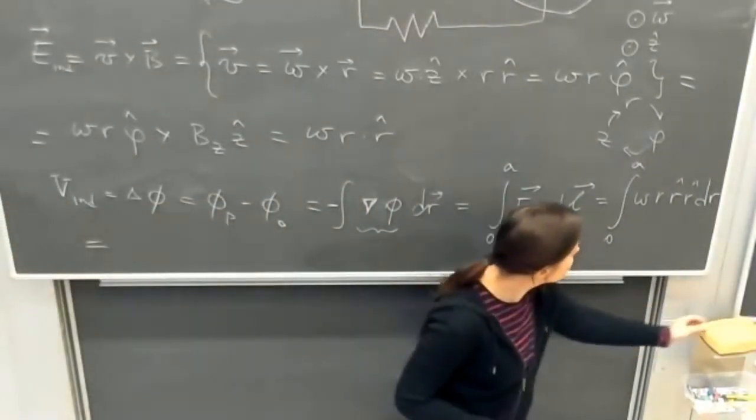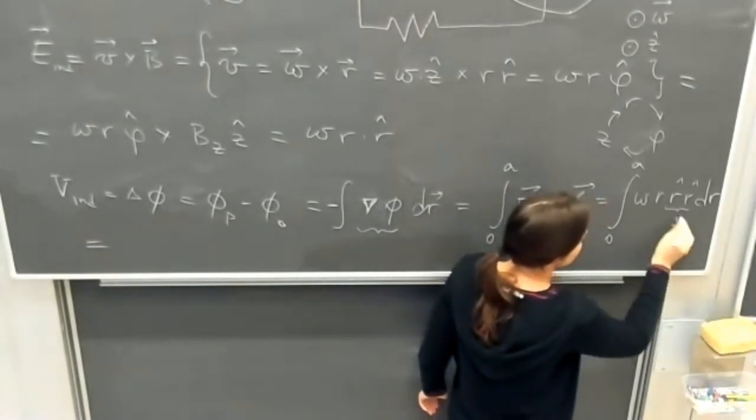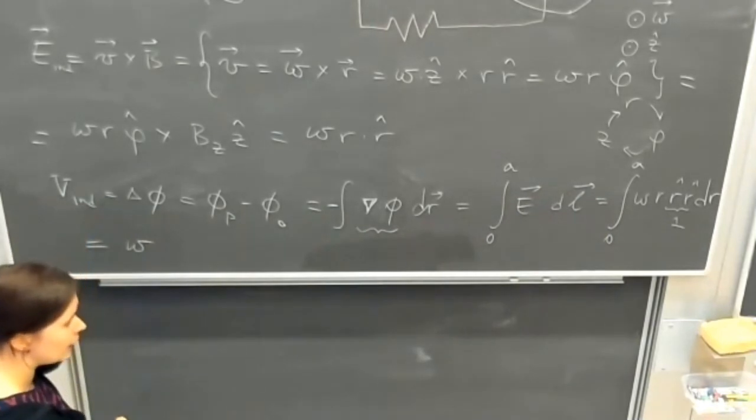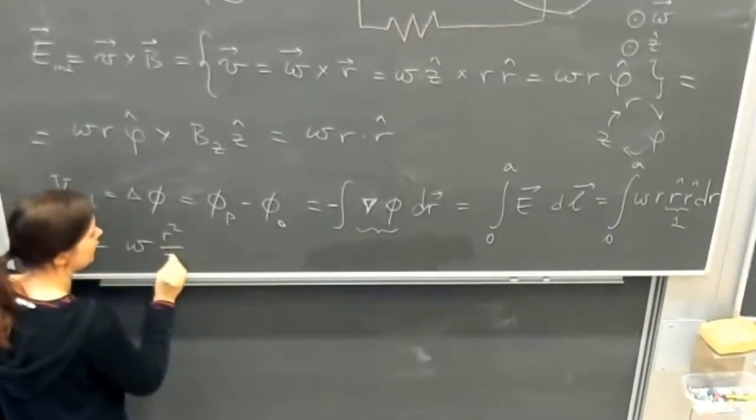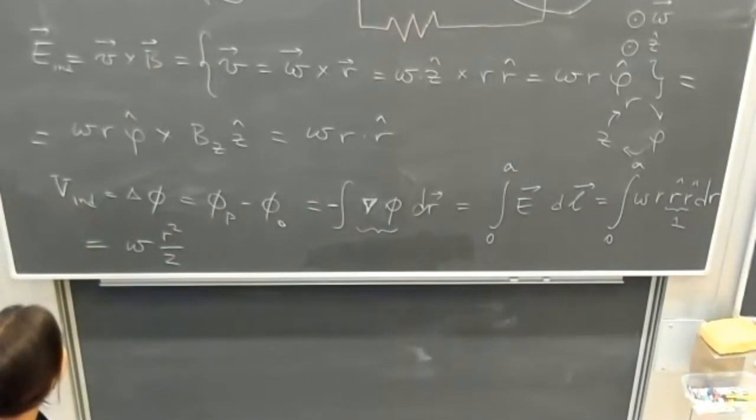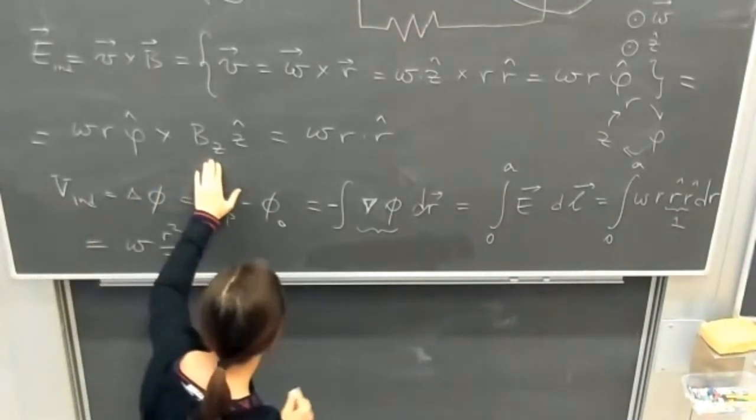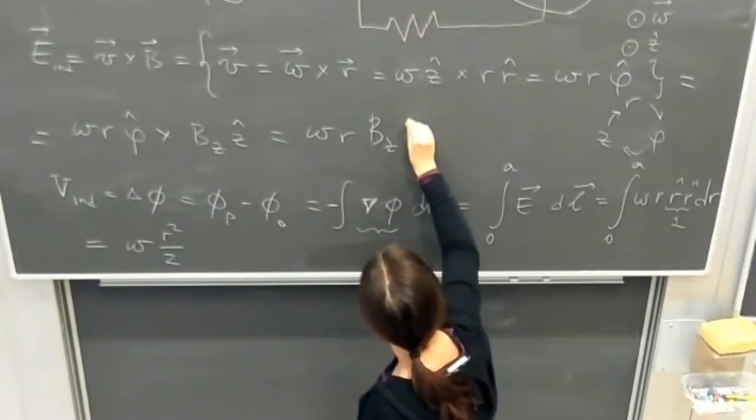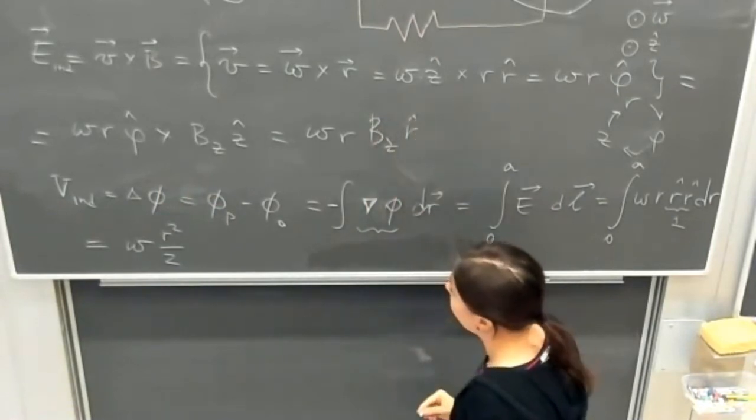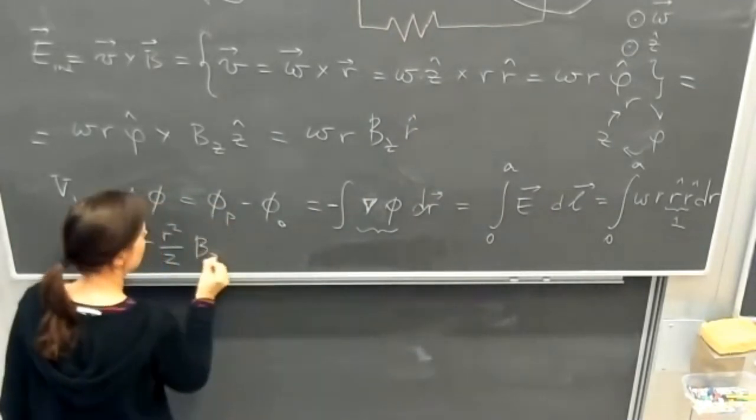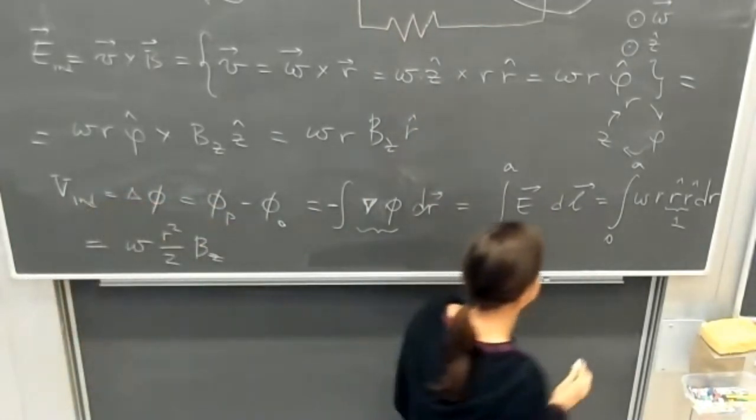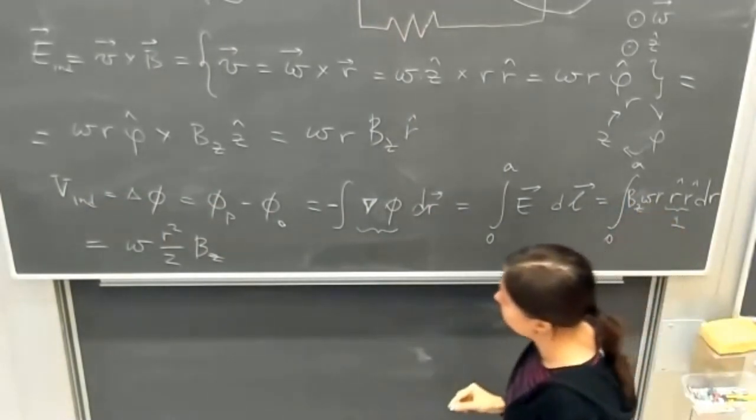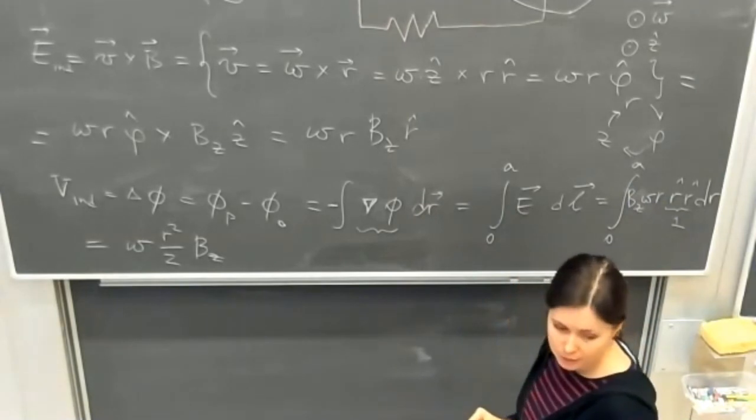And finally, oh my God, r squared divided by 2. Did I miss something? Of course, I missed that. So here is z. So this was the induced voltage.